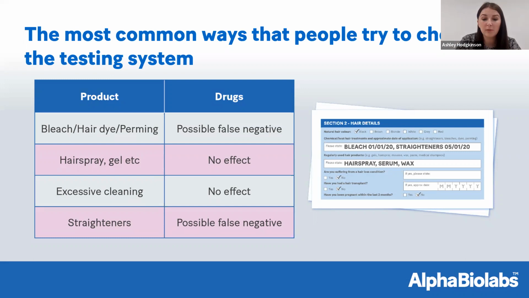So bleaching, dyeing, perming, or excessive straightening of the hair could sometimes result in a possible false negative for drug tests. Hairsprays, gels, excessive cleaning of it would have little to no effect. But there are other things that we need to consider. So we do always ask this on our consent form at the time of testing so that it can be taken into consideration.